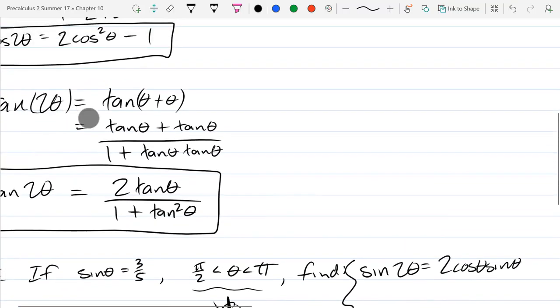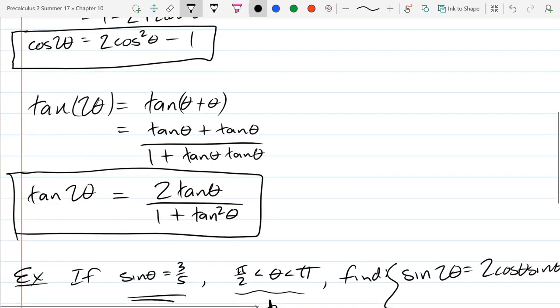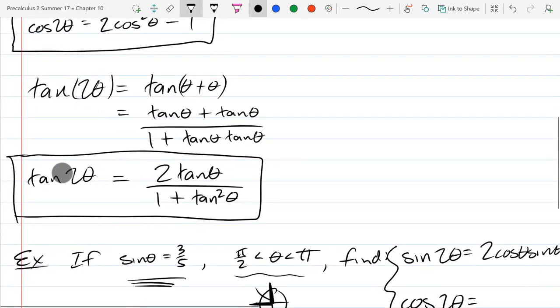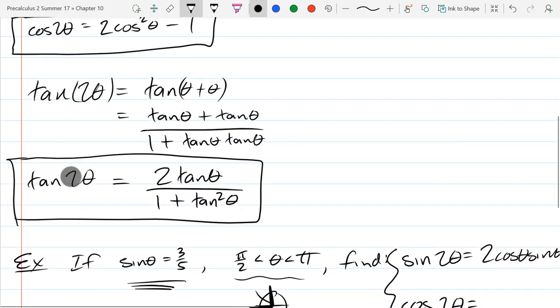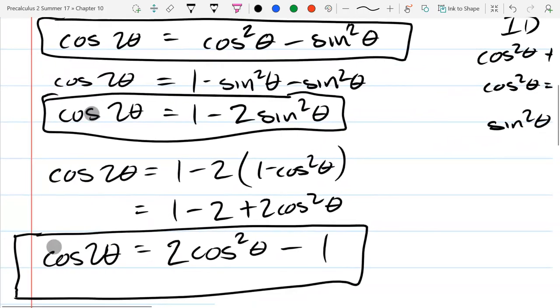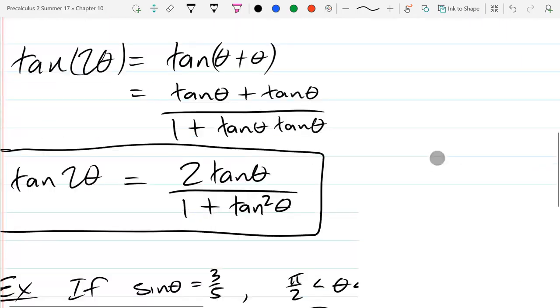Cos 2 theta, there's three choices. Now, I'm going to pick one of them on purpose. I know about sine theta, so when I go to pick which of the three I should use, this is the best choice because it only uses sine theta. All the other ones use cosine. So 1 minus 2 sine squared theta.